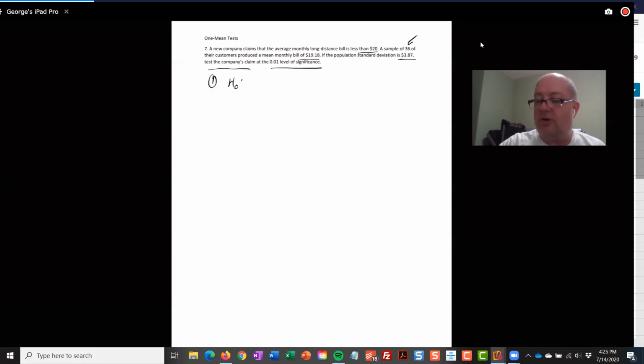The null hypothesis for a one mean test compares mu to a certain number, and here that number is the $20. For H1, it's also going to compare mu to 20, and we look in the problem for the sign. Here it's that it was less than 20, so mu less than 20 is our alternate hypothesis. The level of significance given in the problem this time is 0.01.